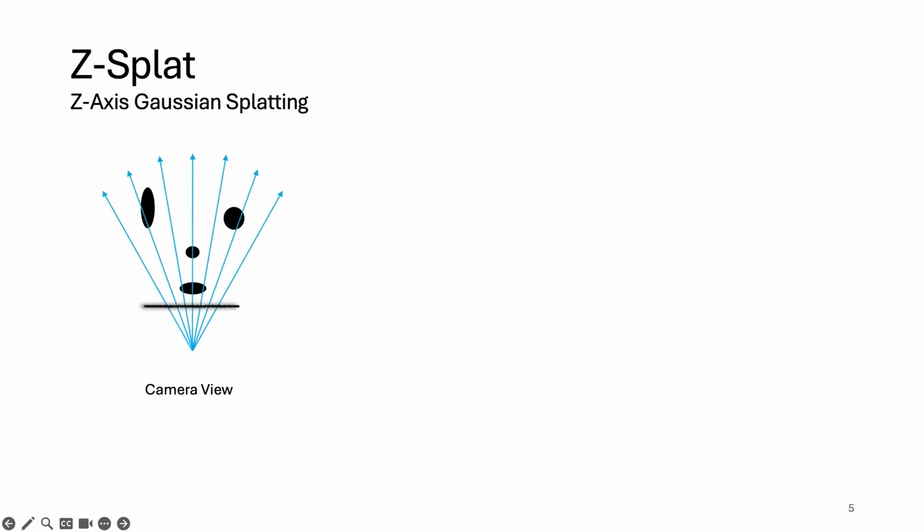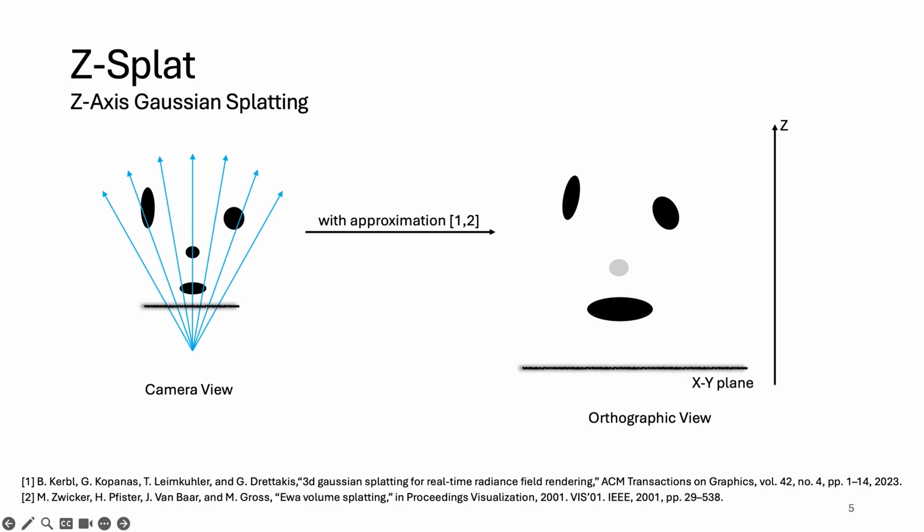In practice, we have a scene represented by Gaussians. As mentioned in previous papers, the scene can be transformed to an orthogonal world with a local affine approximation. Note that after the transformation, the value of the Gaussian kernel is the Euclidean distance from the Gaussian center to the camera. This preserves the physical accuracy in our z-splat model.